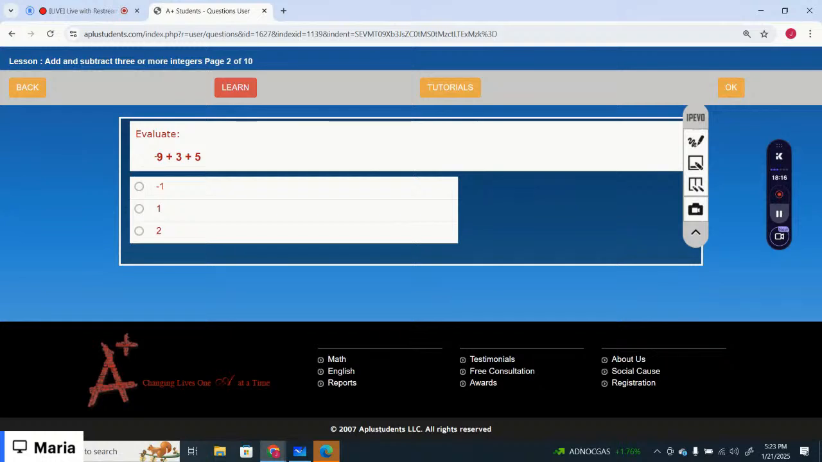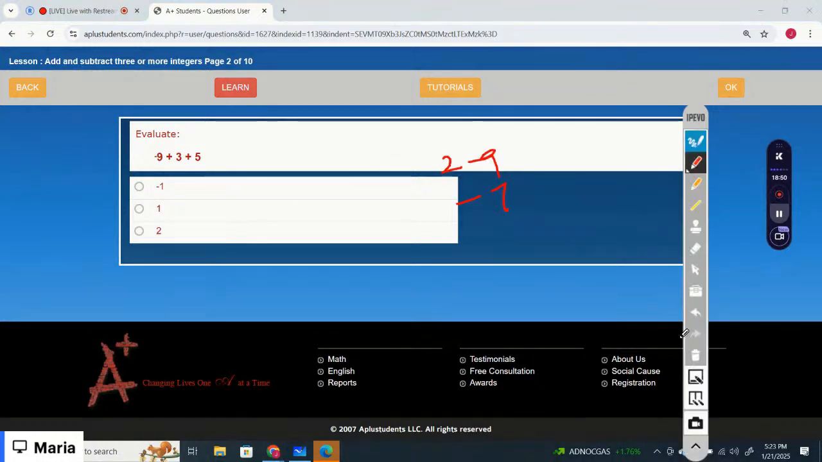Negative 9 plus 3 plus 5. So which is the correct option? That is negative 1, because 5 plus 3, they both are positive numbers. You need to add them.